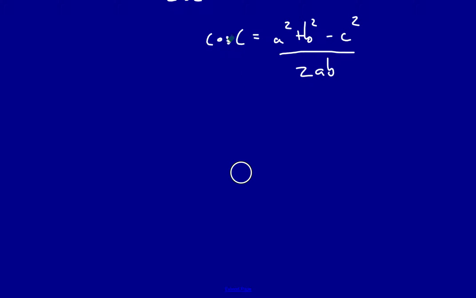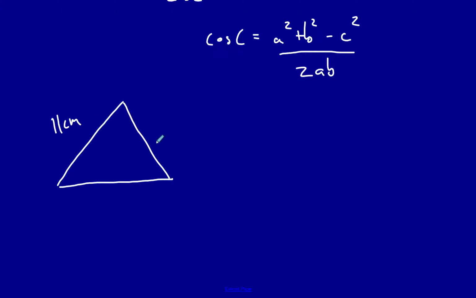So if we were to doodle out an example here, let's say that I have another triangle that looks something like this, right? And I have something with 11 centimeters, and over here is 14 centimeters, and on the bottom is 12 centimeters. So if you're given a triangle that has 3 lengths and no angles, it's going to be pretty obvious to you that this is a cosine question.